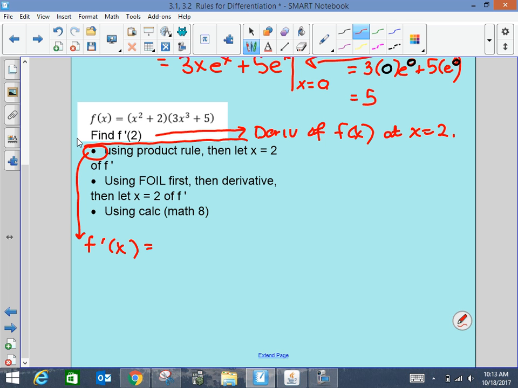Sarah Wayland. Product rule. (x squared plus 2) times (3x cubed plus 5) plus (x squared plus 2) times (3x cubed plus 5). Very good. U prime V, U V prime. All right. Karina, take it from there.